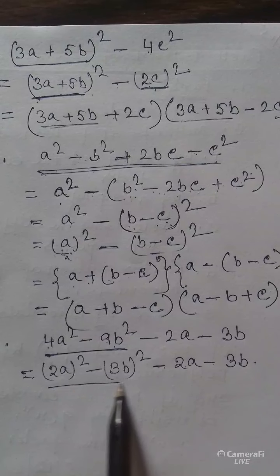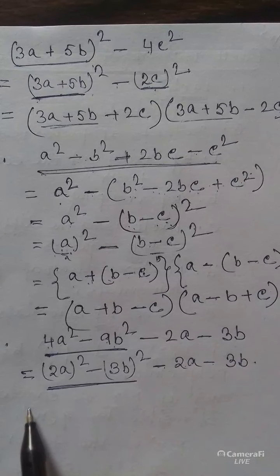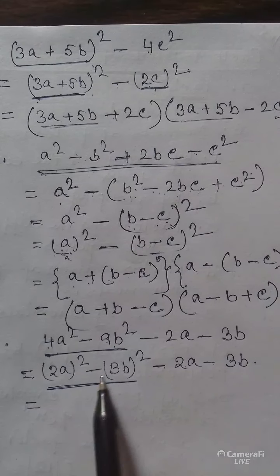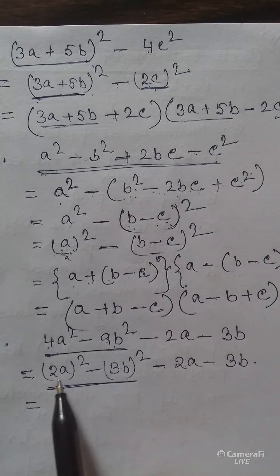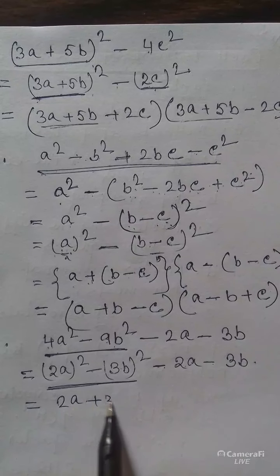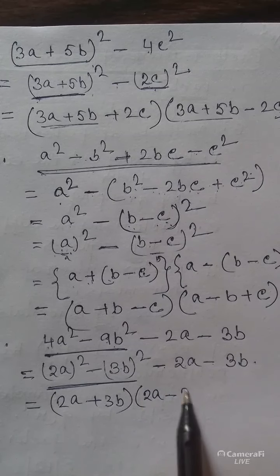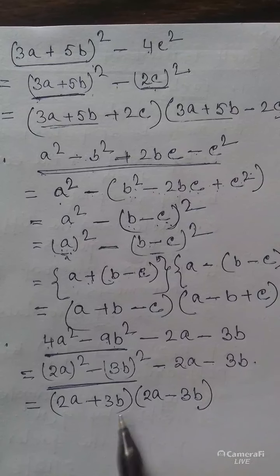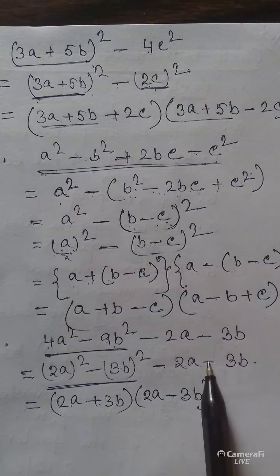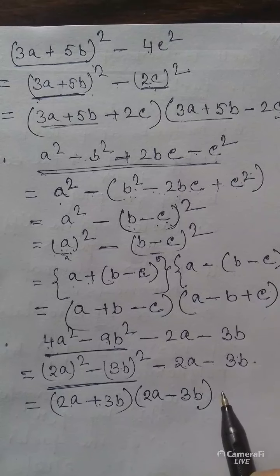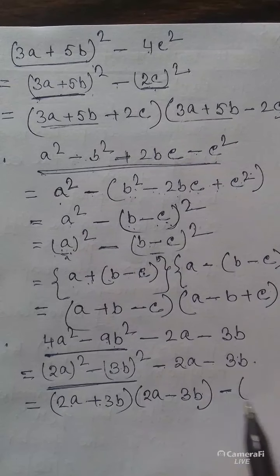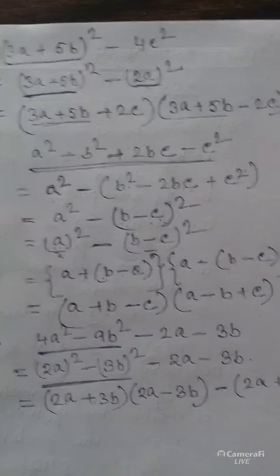Now (2a)² − (3b)² is the difference of two squares. We can use the formula a² − b² = (a + b)(a − b). So (2a + 3b)(2a − 3b). Here also, − 2a − 3b, then we have to take a common factor: −(2a + 3b).